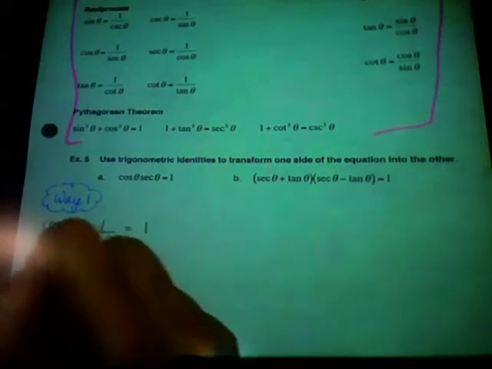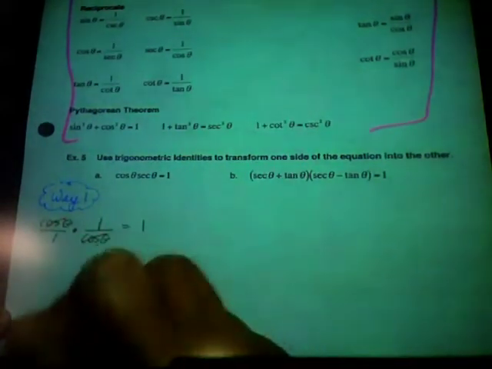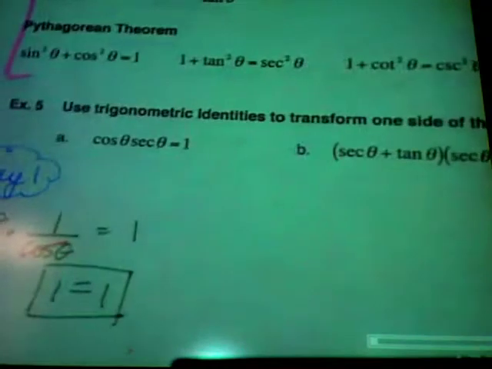Secant of theta is equal to what? 1 over the cosine, isn't it? So can't I replace secant with 1 over the cosine of theta equals 1? Would you agree that I can do that? Do you see why I did that? Because I'm trying to get 1 on the left side. Don't these cancel now? And don't I have 1 equals 1? That's my whole goal, right?